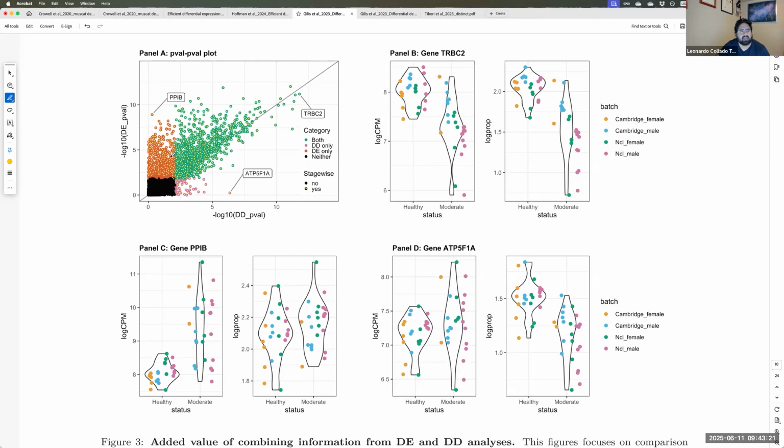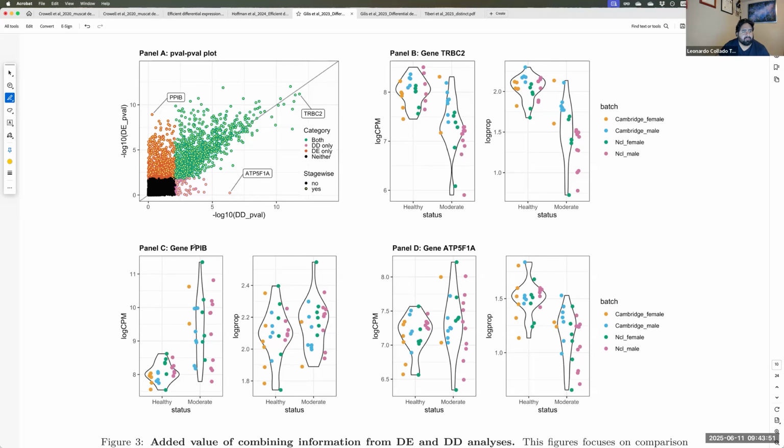And let's look at some of these scenarios of the different genes. So here, as a green example, we have B, which is a gene that is both differentially expressed. The y-axis here is the log2 CPM. You can see there's a difference in these two groups. Then on the right side, we have the log of the proportion of that gene being expressed. And you can see that there's also a difference here.